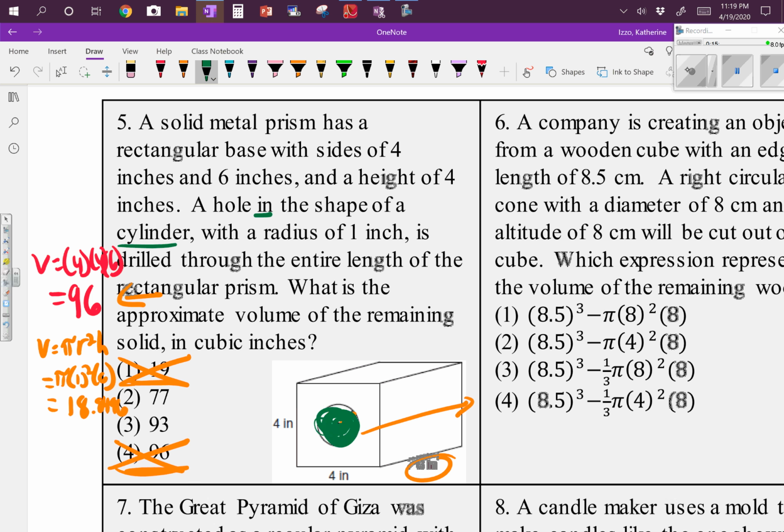So we're going to take the 97 or the 96, and we're going to subtract the 18.8496. Yeah, we have to subtract it because we're drilling out a hole. When you drill out a hole, you subtract it. And that's going to get us 77.15, which is an answer. Good job, Squirrely. It is an answer. It's very important.